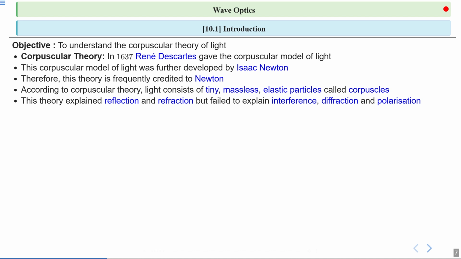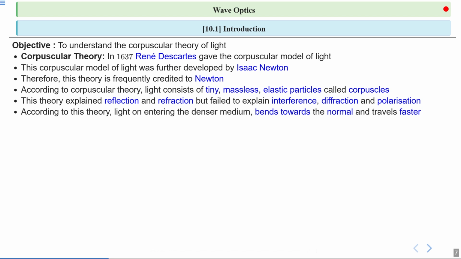The corpuscular theory successfully explained phenomena like reflection and refraction. However, it struggled to account for interference, diffraction, and polarization. These three phenomena we are going to discuss in wave optics, which are key aspects of wave behavior.